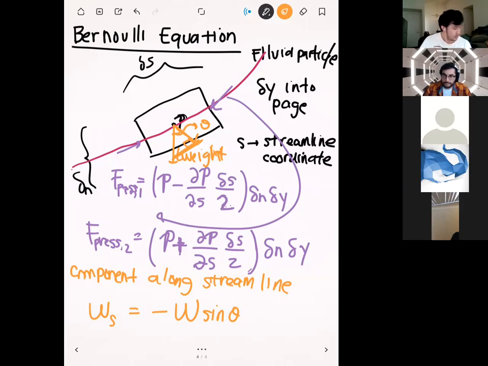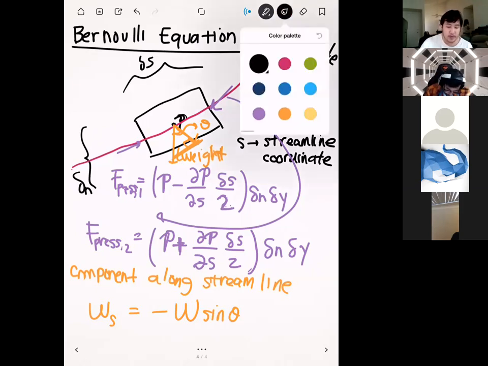Okay? And so now that we have the pressure forces and the weight, we can sum up all the forces in the streamline direction and set it equal to mass times acceleration. Okay? All right, any questions on this before I turn the page? This is just kind of a review plus a little bit more from last time.